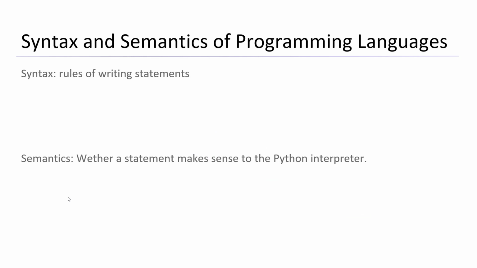We can extend these notions of syntax and semantics to programming languages. So in Python, syntax usually refers to the rules that should be followed when writing statements, whereas semantics refers to whether a statement makes sense to the Python interpreter. And we have already seen at least one syntax rule in Python, and that is the rule for writing a function call. So this is the syntax rule for a function call.